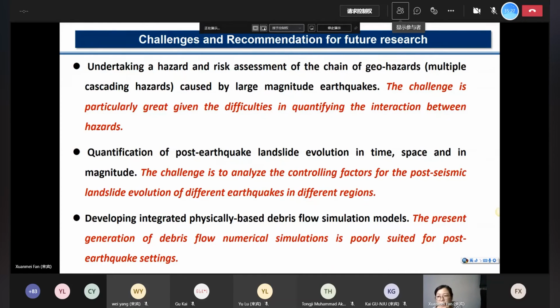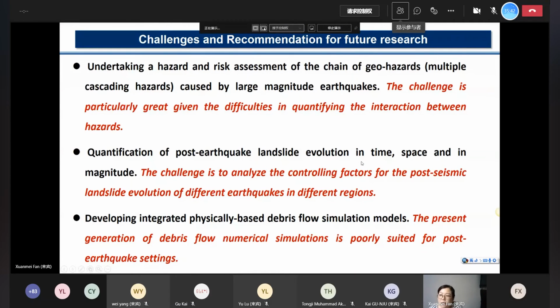So that's all I want to present today, and just to give you a quick summary of the recommendations for future directions. I also summarized all this study in the paper we published in Reviews of Geophysics in 2019. If you are interested in this part, you can also check that paper.